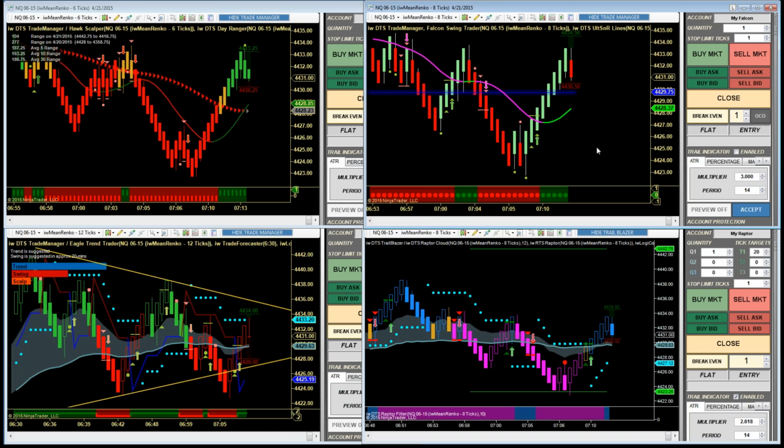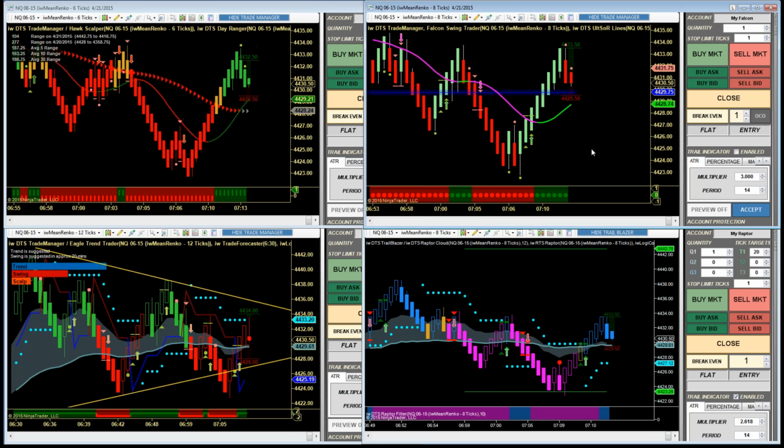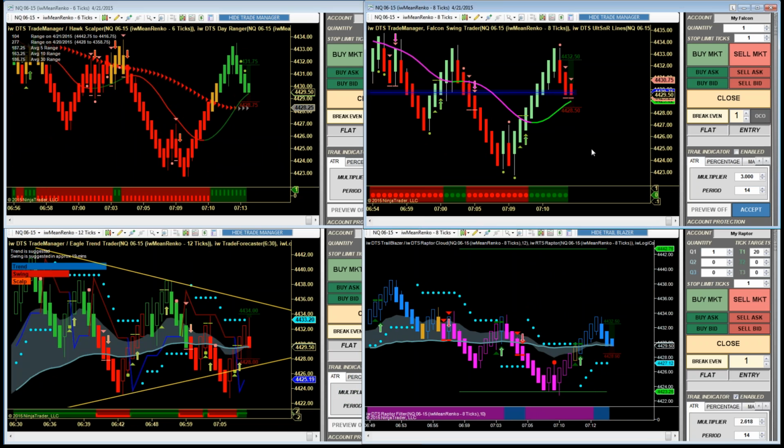Stock market definitely weaker than the NASDAQ. NASDAQ being very sticky. Crude oil still fairly sideways for the most part. A little bit of an uptick, but not much.